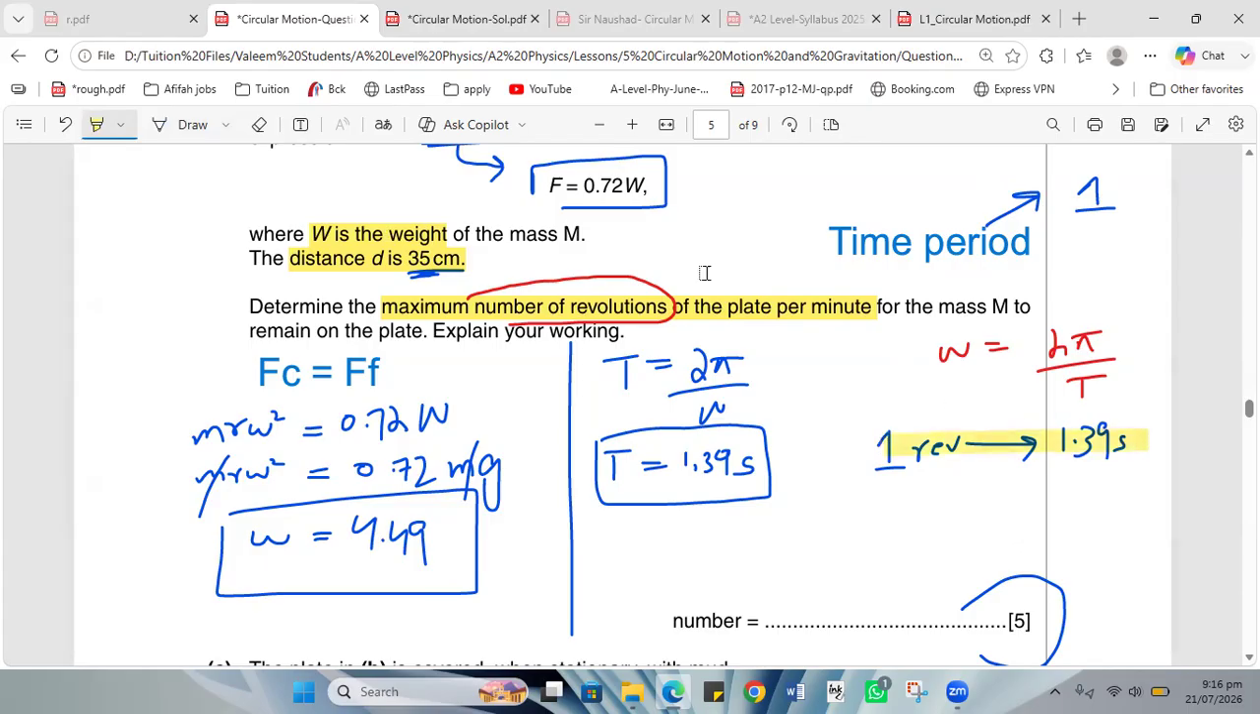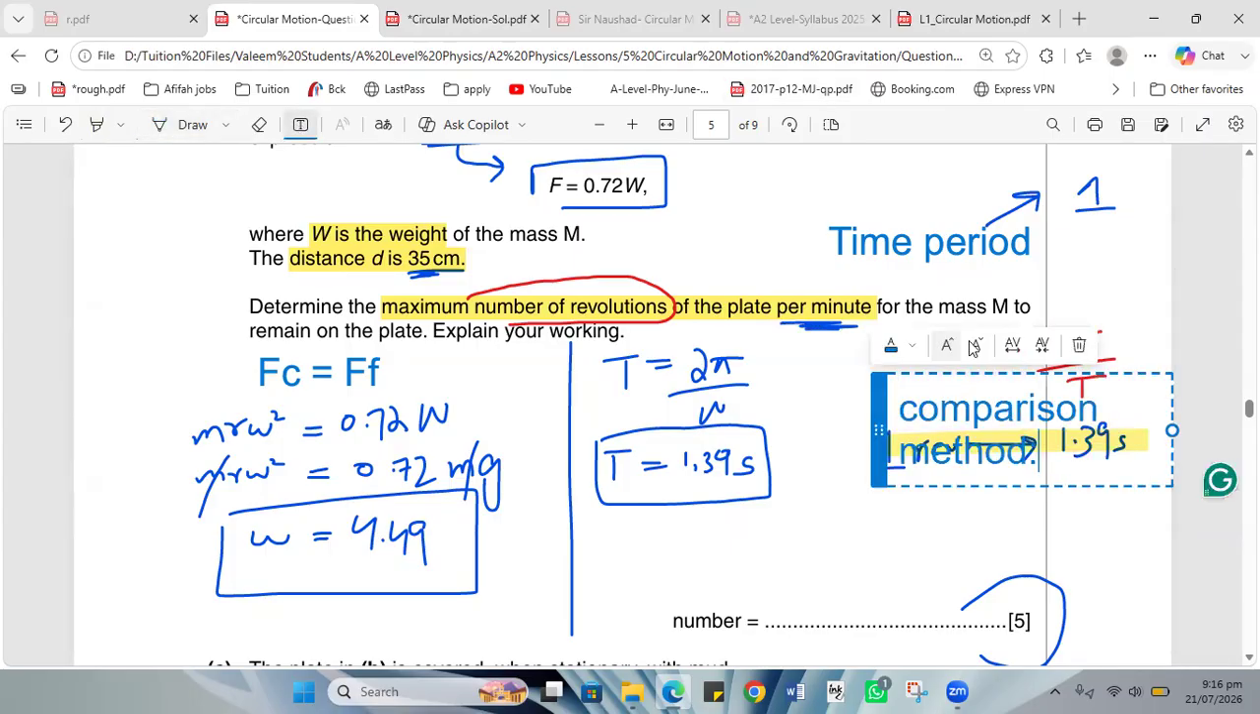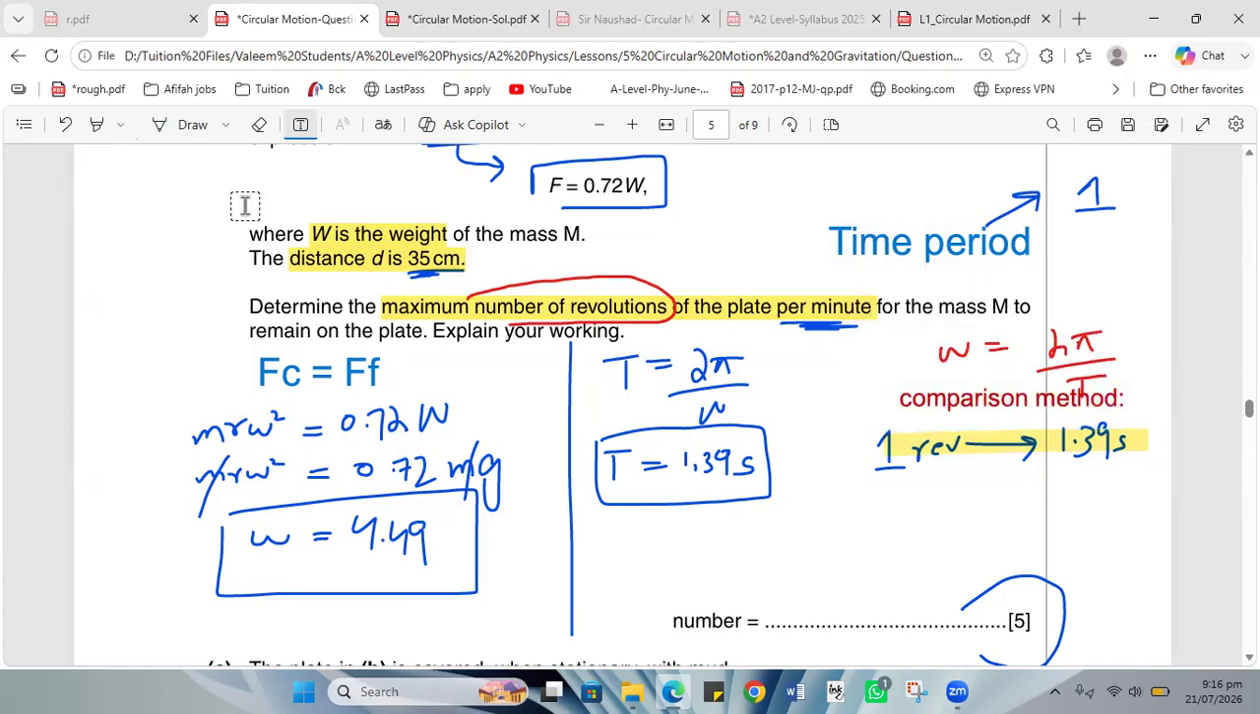The question is asking you to find the number of revolutions in a minute. So you're going to simply do the comparison method, like in maths. Remember, you used to do the unitary method. So you need to find X revolutions in 60 seconds. 1 minute has 60 seconds. Cross multiply and you'll find X, the number of revolutions in 60 seconds. 43.17.